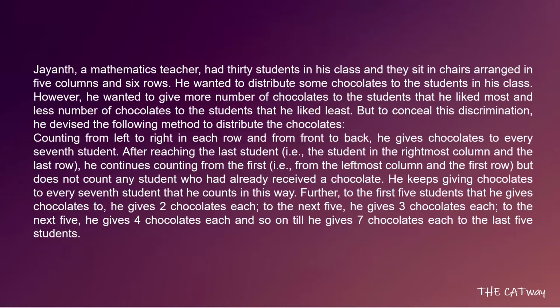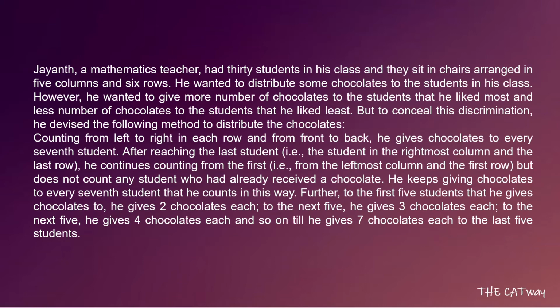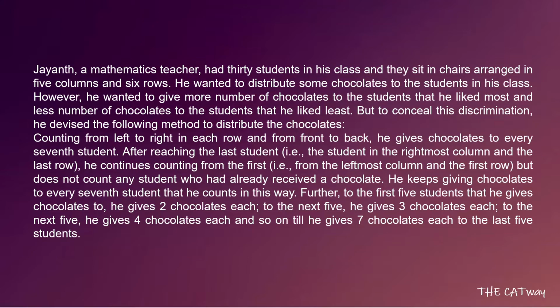Okay, let's read further. It says that after reaching the last student, that is the student in the rightmost column and the last row, so that means he is talking about this one, he continues counting from the first, that is from the leftmost column and the first row. So after you are done with this, again you will start counting from here, in the same flow. Then it says that he does not count any student who had already received a chocolate. So we have to remember this point, that we are not going to count any student who has already received a chocolate. We are going to skip that student.